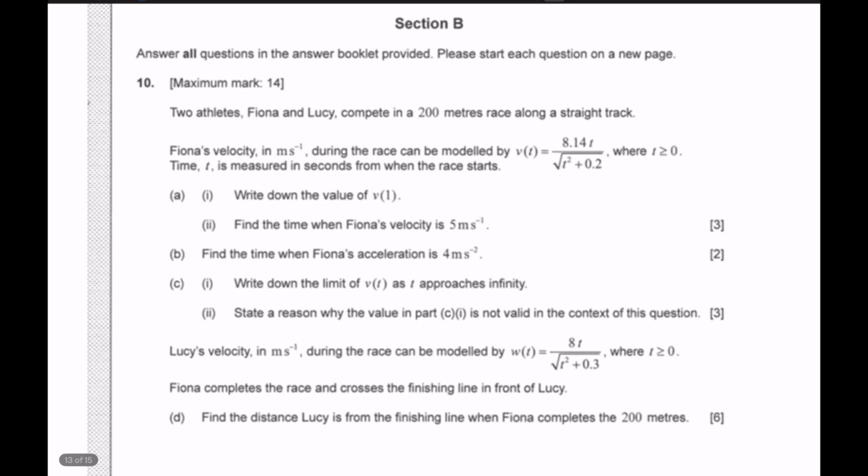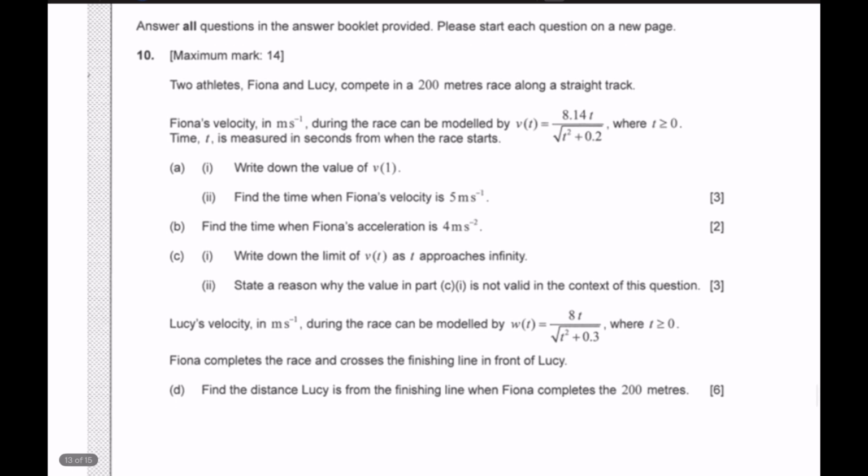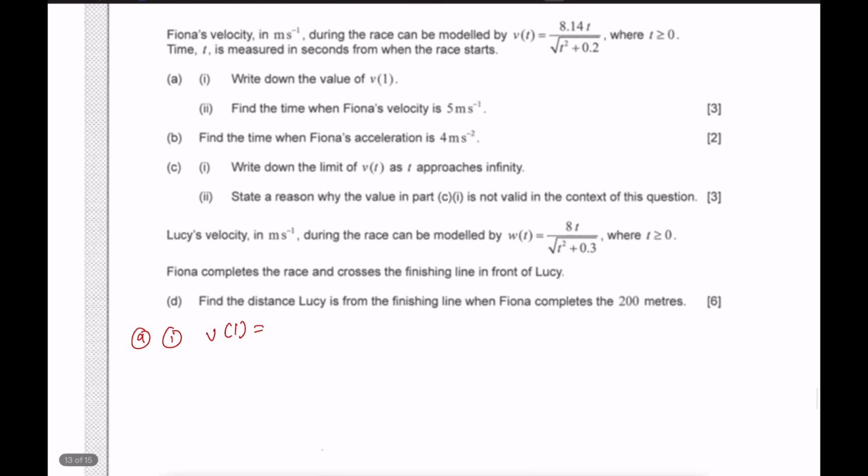Now we have two athletes, Fiona and Lucy, who compete in a 200-meter race along a straight line. Fiona's velocity is given by this equation, 8.14t over root of (t² + 0.2). And we have to find the value of v1. This is straightforward. So v1 would be, just replace t with 1 in this v(t) equation. So 8.14 divided by root of (1² + 0.2), which is 8.14 divided by root 1.2, which should give us 7.43 meters per second.